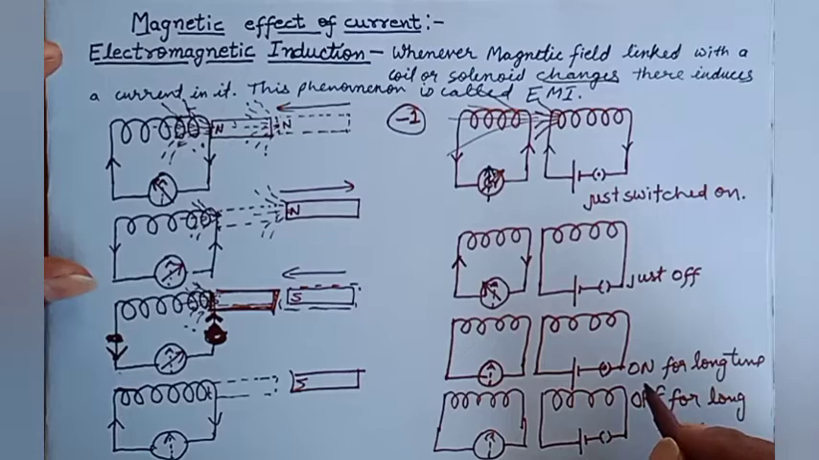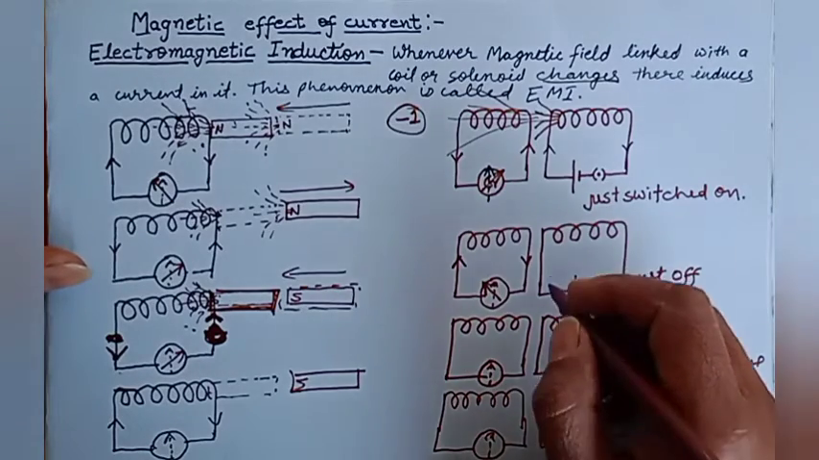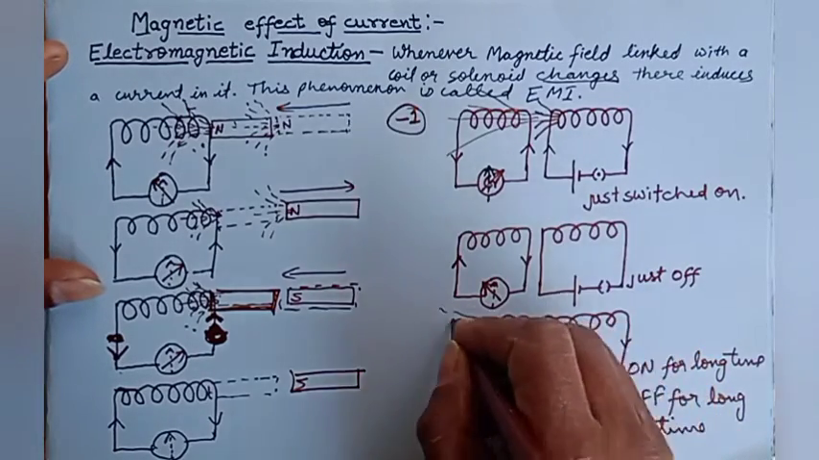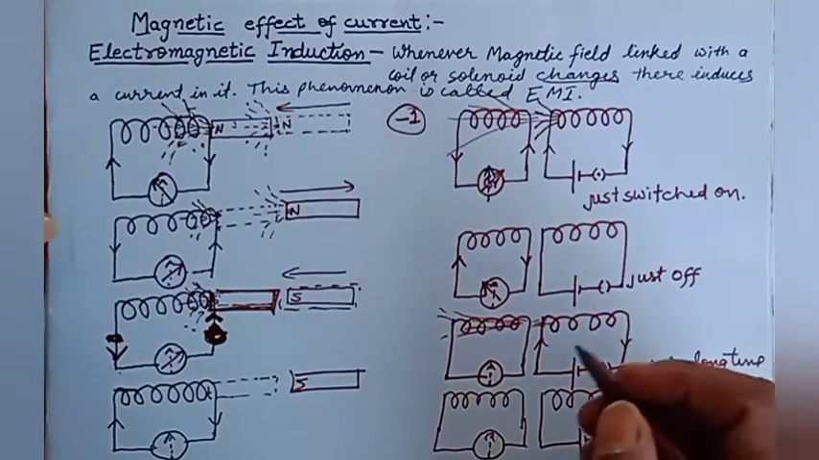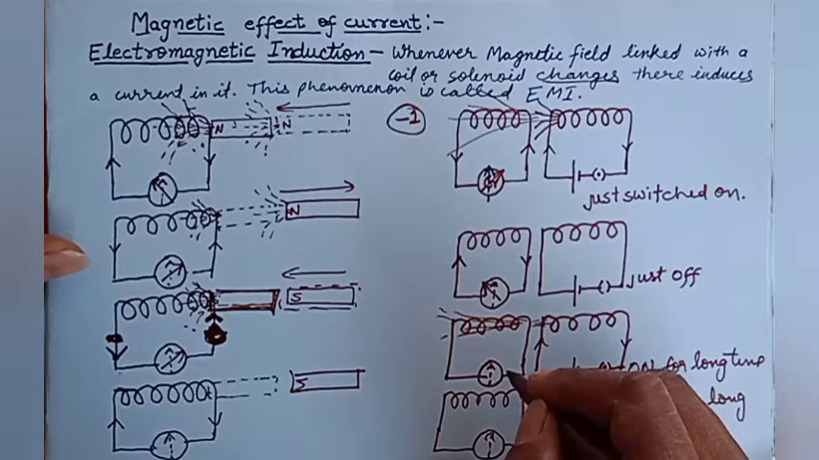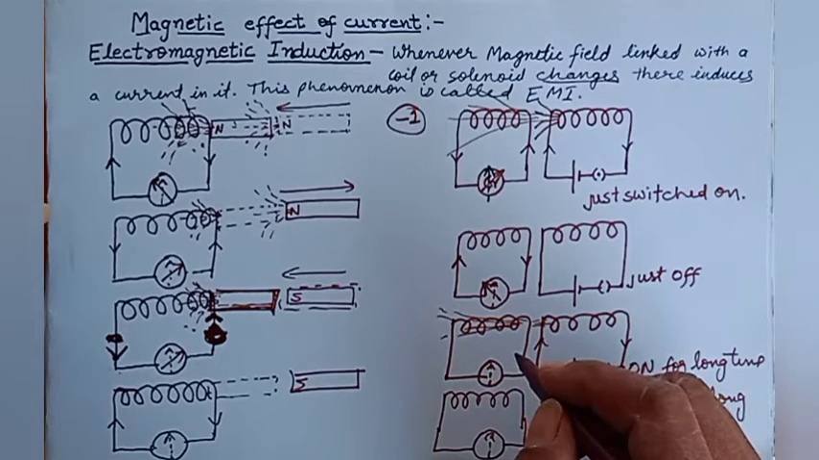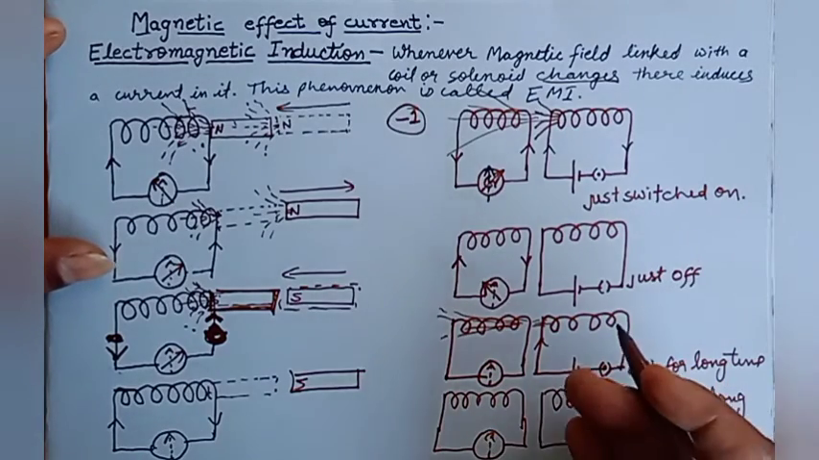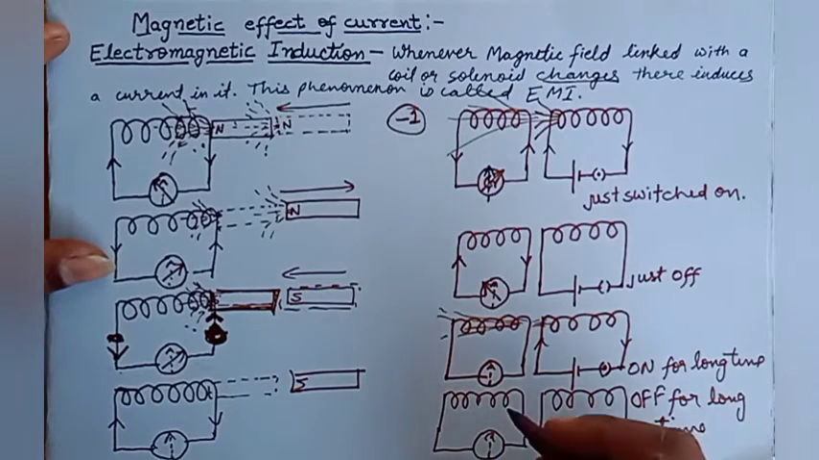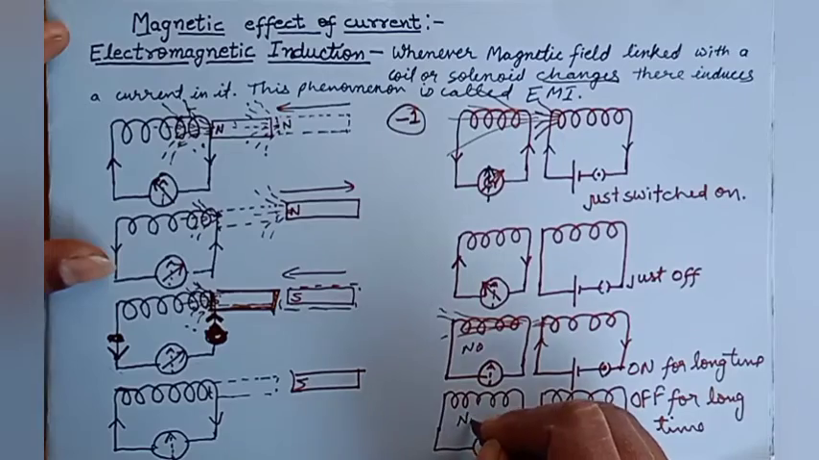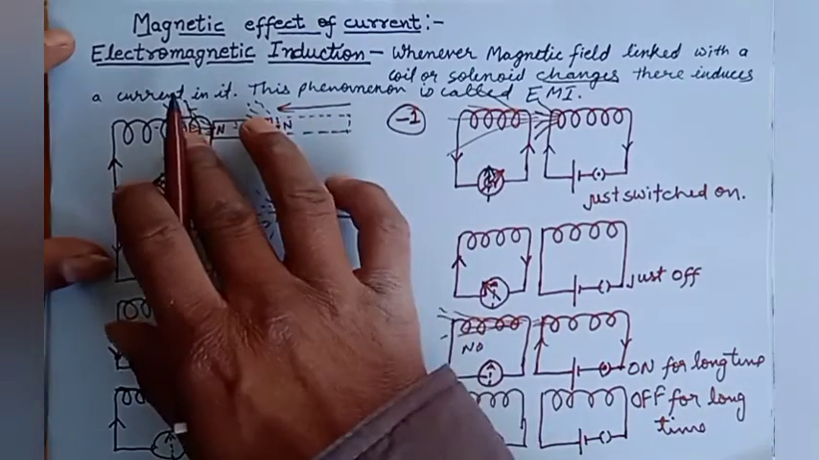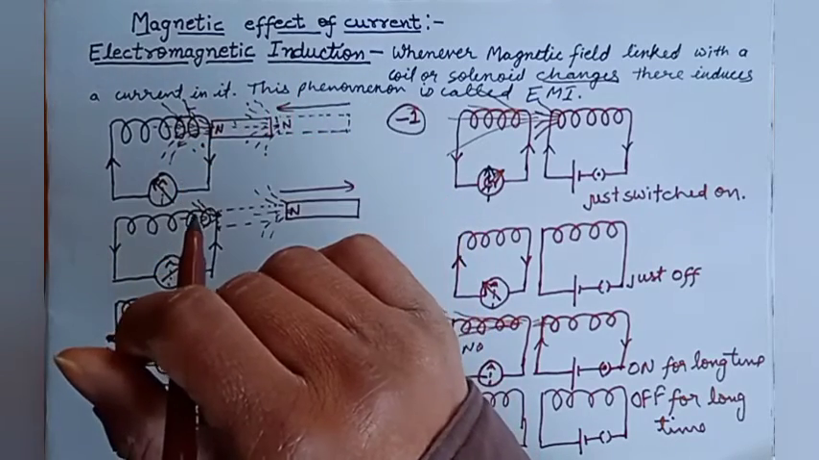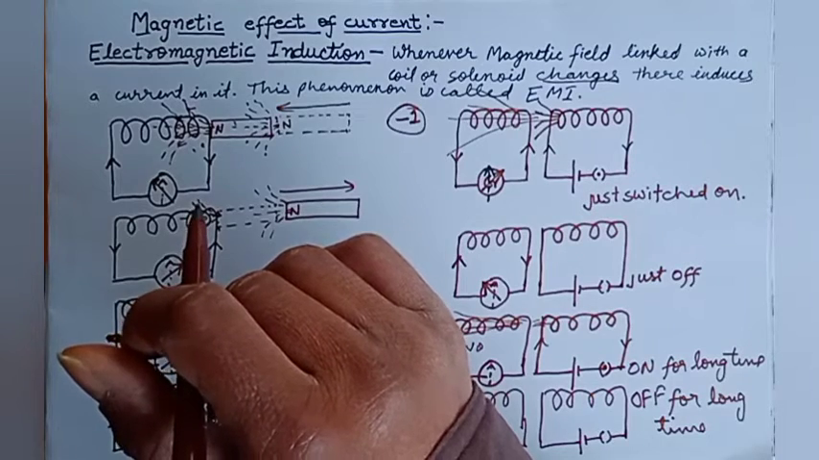Okay, but if it is on for a long time, although there will be current flowing through this circuit, these are field lines passing through it, but they are not changing. So there is no deflection, no electromagnetic induction is taking place because no change is there. And if it is off for a longer time, there is no field. So no deflection in both cases. In the same way, if I hold this magnet stationary in front of this solenoid, no matter how powerful the magnet is or how good the coil is, there will be no induced current whatsoever.